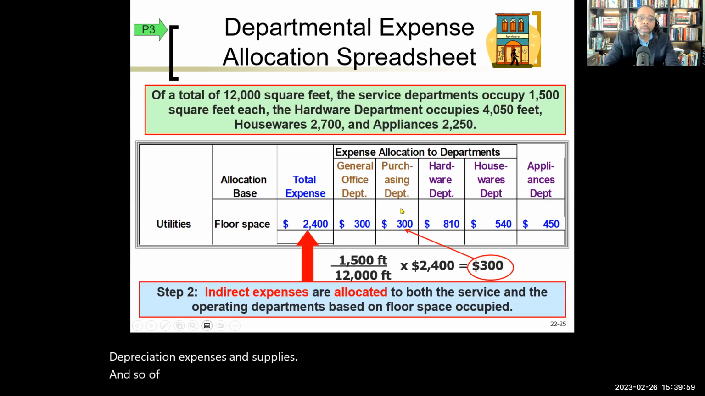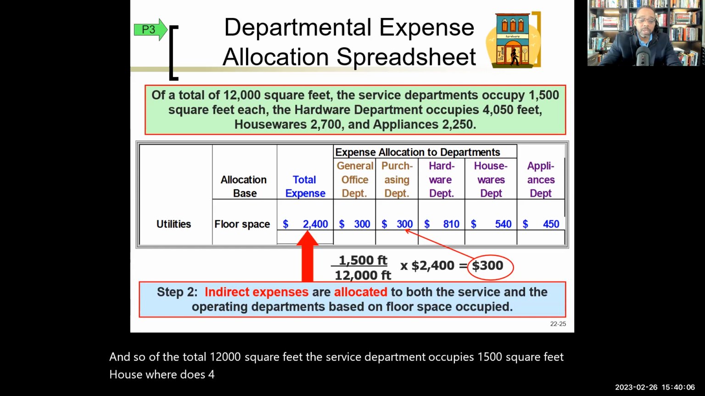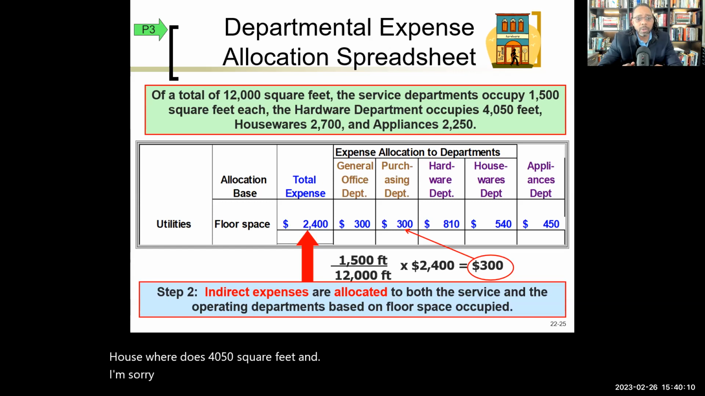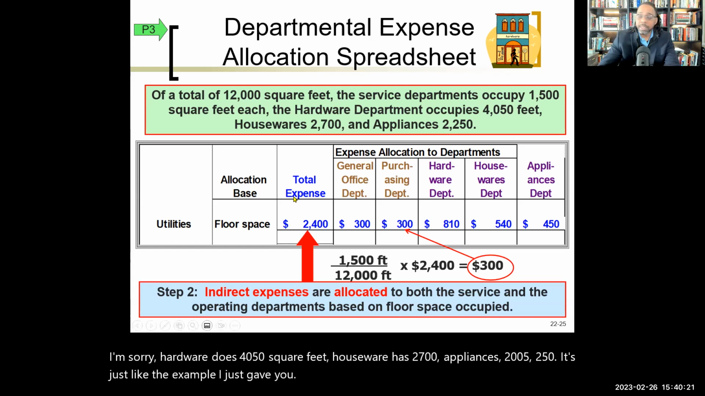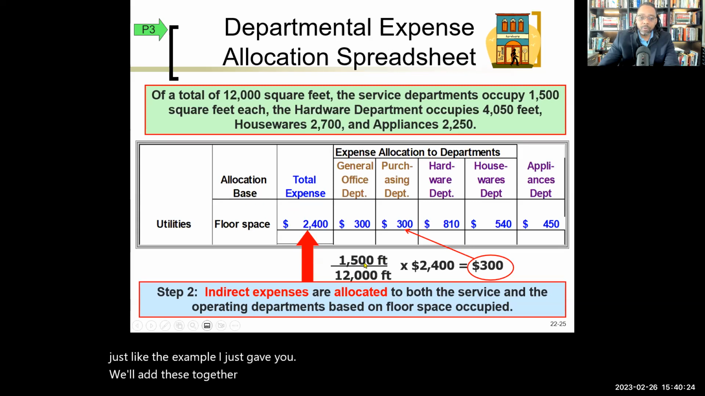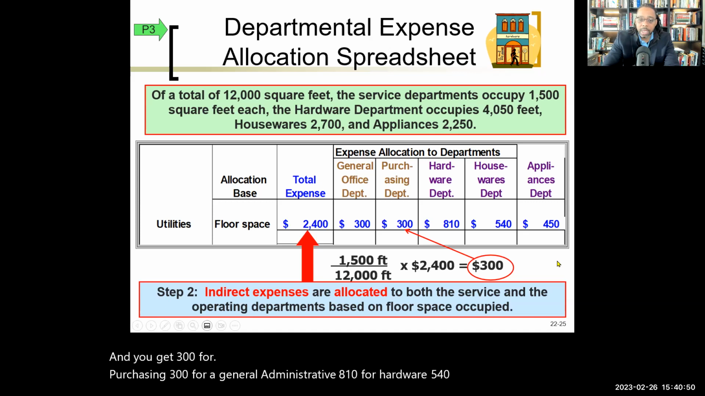And of the total 12,000 square feet, the service department occupies 1,500 square feet. Hardware has 4,050 square feet, houseware has 2,700, and appliances 2,250. It's just like the example I just gave you. We add these together, and take the square feet for each department, and multiply that by $2,400, which is the total expense. You get 300 for purchasing, 300 for general administrative, 810 for hardware, 540 for houseware, and appliances will get 450.